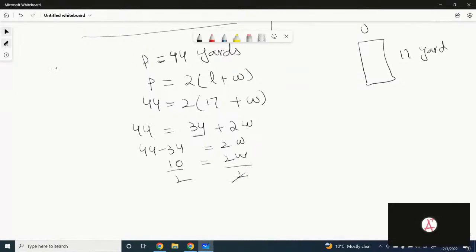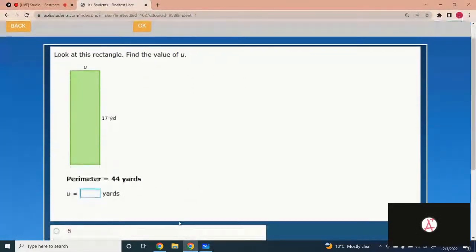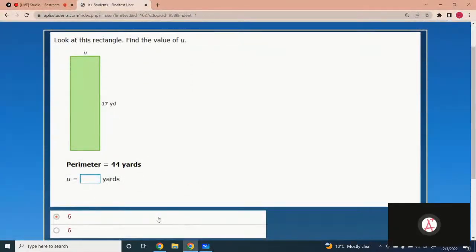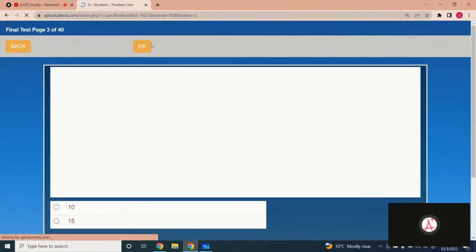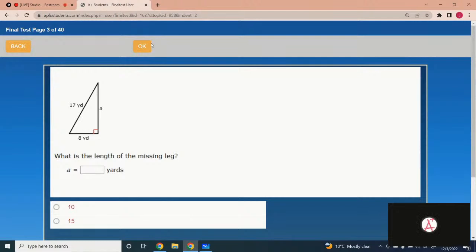So it would be 2 times 5 is 10. So that means the value of W is 5. Got it? So select the correct option and then click on the OK button. That would be 5. Got it, everyone? If you have any problem, please write the question in the chat box. I'll answer all your questions if you have any.